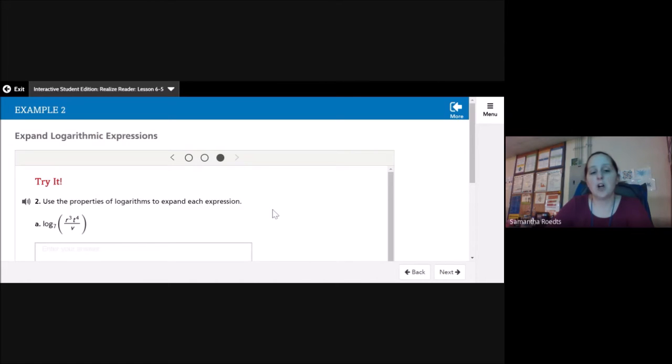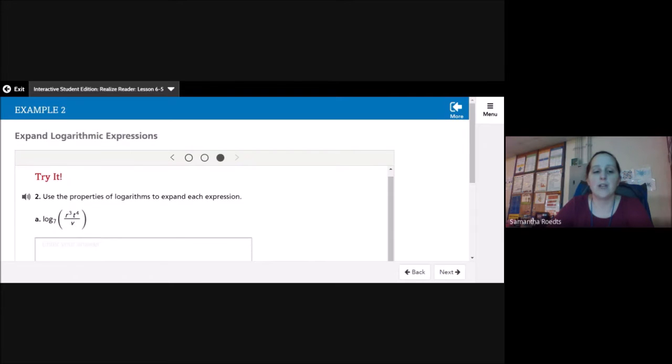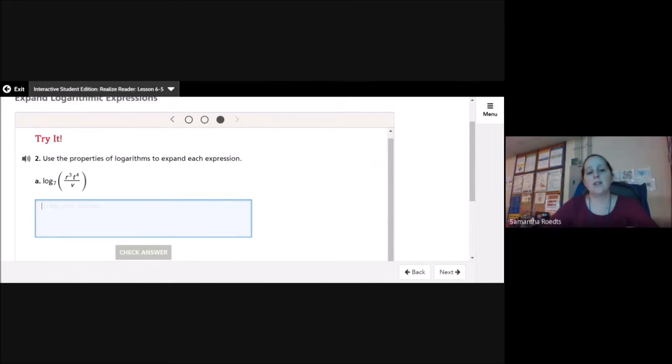So I want to use the properties of logarithms to expand each expression. So I have log base 7 of r cubed t to the 4th over v. Okay, so when I do this, this is going to be the quotient property. So I have log base 7 of r cubed t to the 4th minus log base 7 of v. Okay, now r cubed t to the 4th, I can actually use the product property.